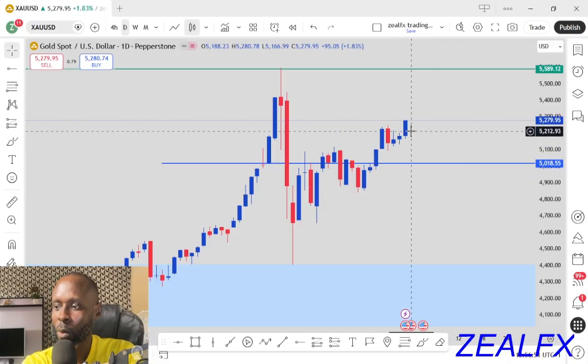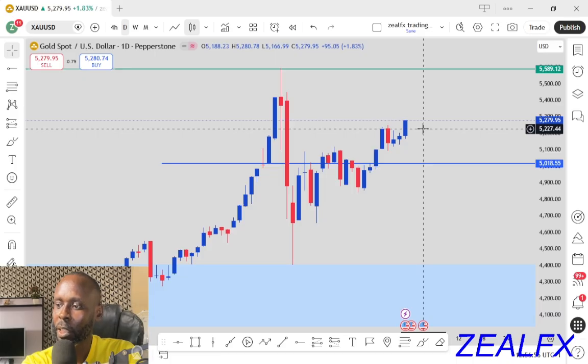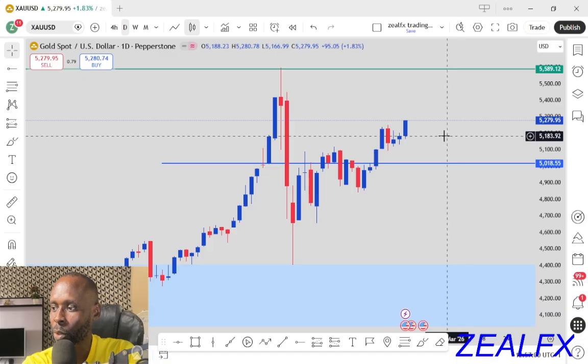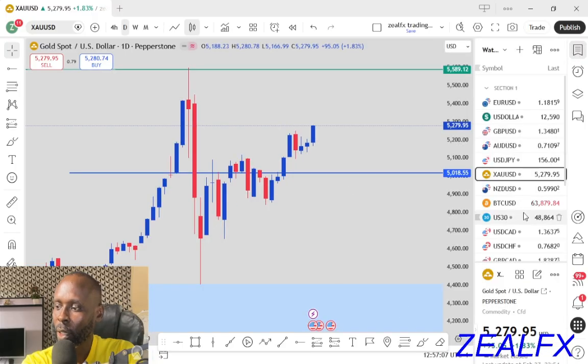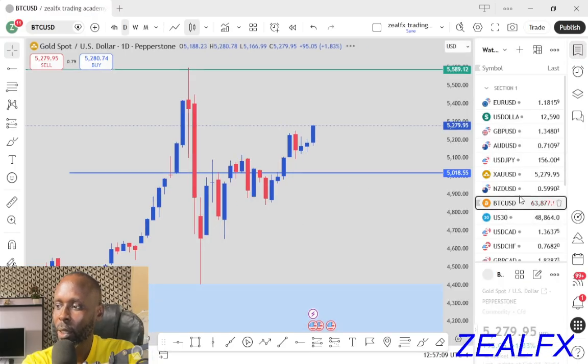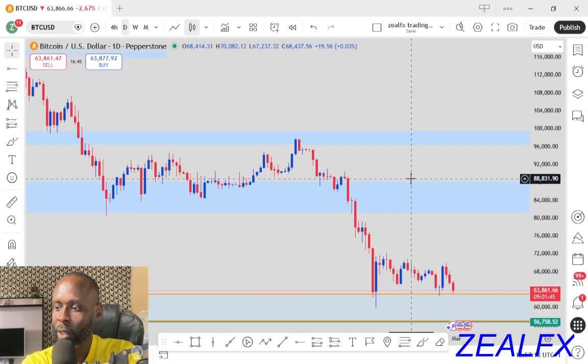So we have to look for more buying opportunity from a support level to the top on the gold USD. But for now, I'm currently not trading gold USD because I need price to go out of that zone before I make any decision on the gold USD. So let's look at our next pair, which is the BTC USD.